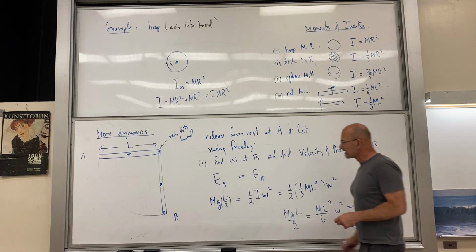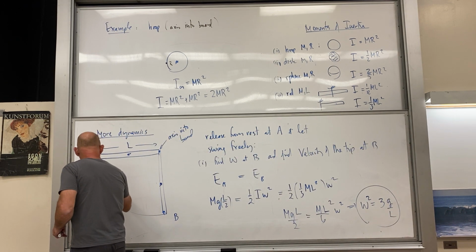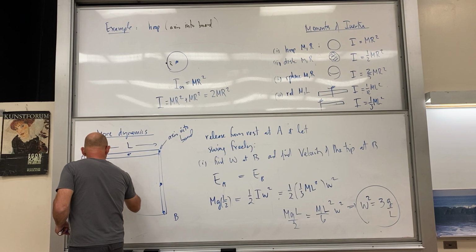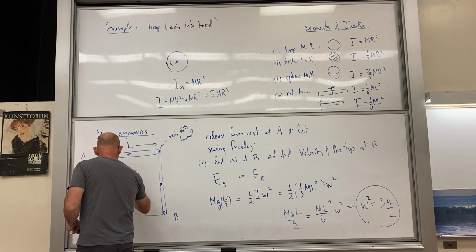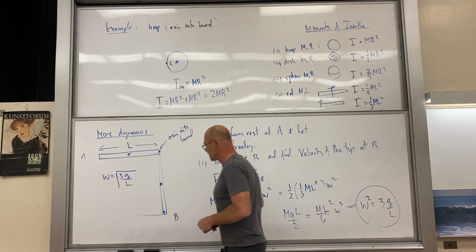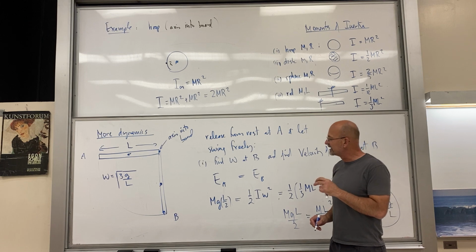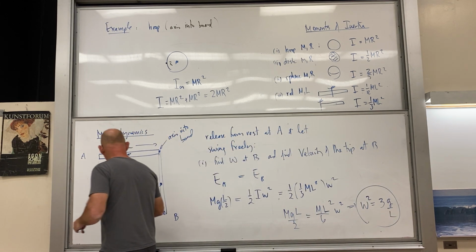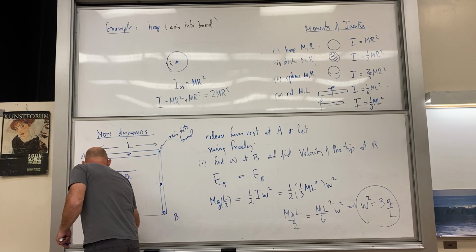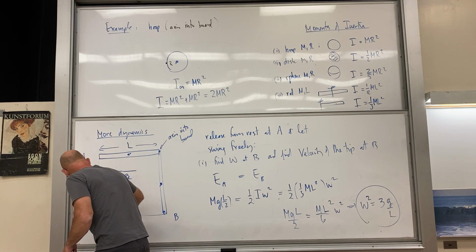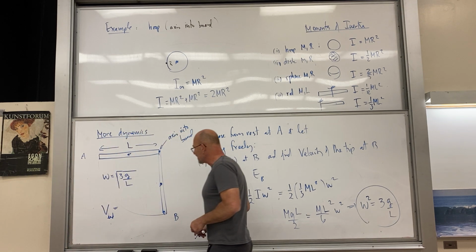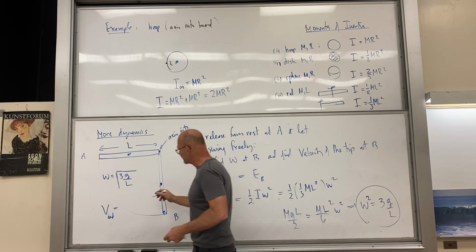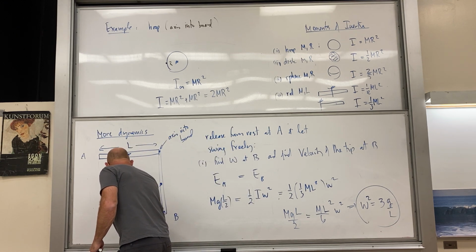And since we wanted omega, let's go ahead and write this. So omega is equal to root 3G divided by L. Now the question is, what's the speed of the tip? The speed at the bottom, V sub tip, or V sub end, or whatever you want to call it, the end of the rod is omega times the length. So that's omega R. And R is L, so omega L.